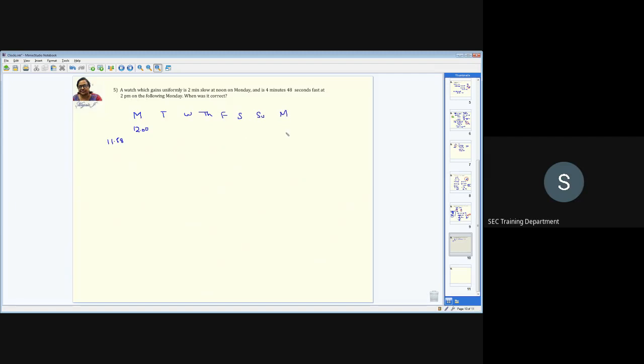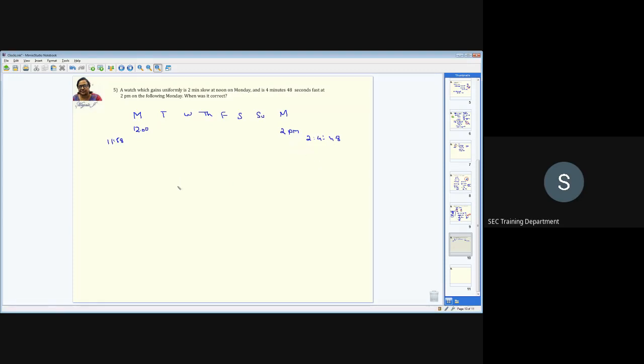On Monday, 2 p.m., this is the exact time, and this is the time shown in the clock. Always remember that. At exact noon, it is going to show 11:58, and at exact 2 p.m. on the next following Monday, it's going to show how much? 4 minutes and 48. So it's going to show 2 hours, 4 minutes and 48 seconds. Is that clear? Here is going to be 11:58, and here is going to be 4:48.